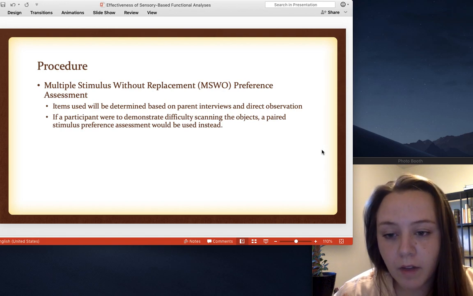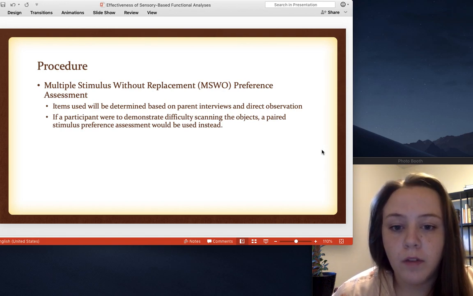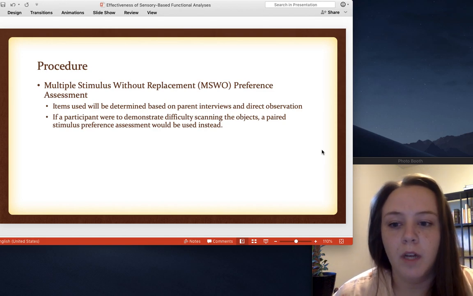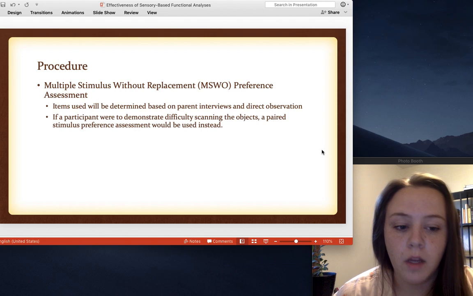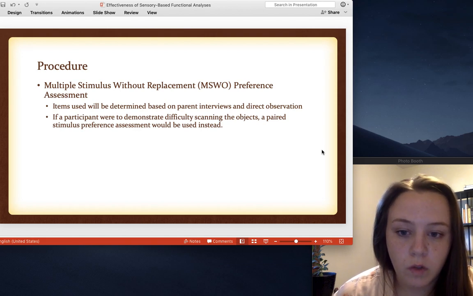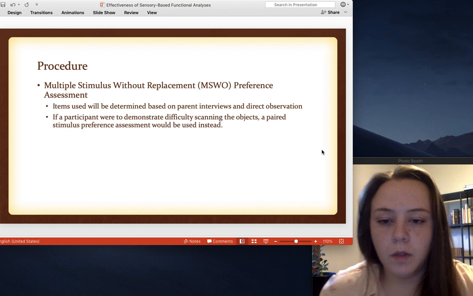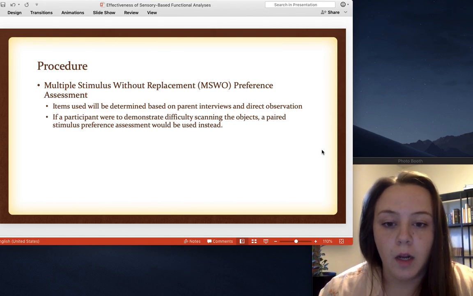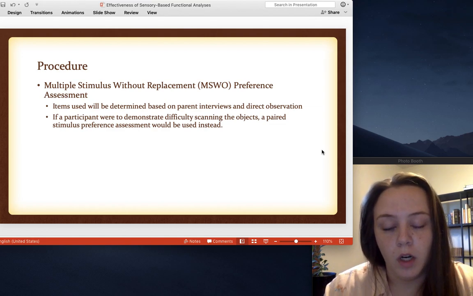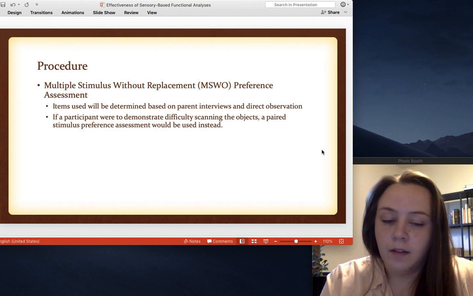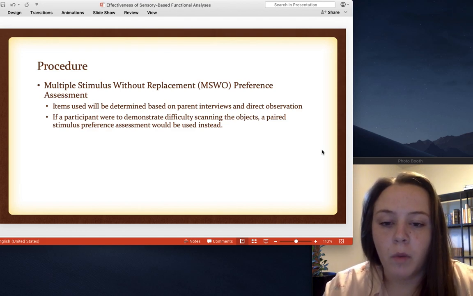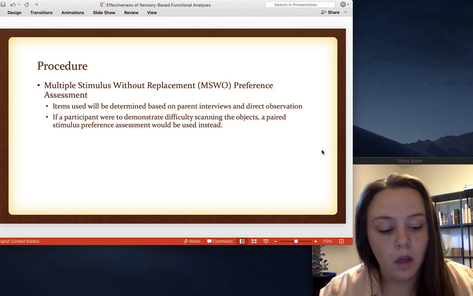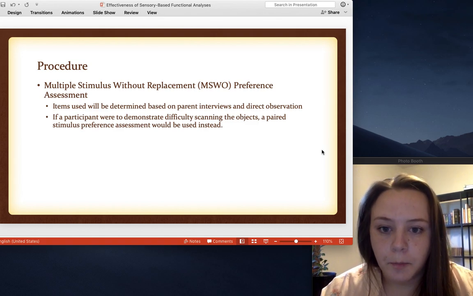If we were to have any difficulties with the individuals scanning the objects, the multiple objects that are laid out in front of them, then we would move down to a paired stimulus preference assessment just to ensure that they're able to pick between those two items. And typically you would see this if, perhaps the individual just keeps picking the item directly in front of them every time, regardless of what it is. And then similarly, if in the paired stimulus preference assessment we saw a strong side bias, we could look towards the single stimulus preference assessment and try to identify a hierarchy there.